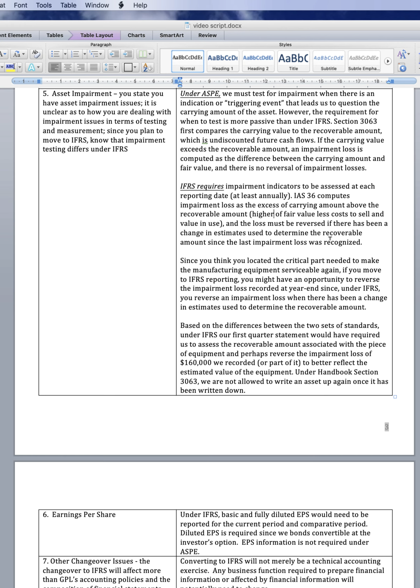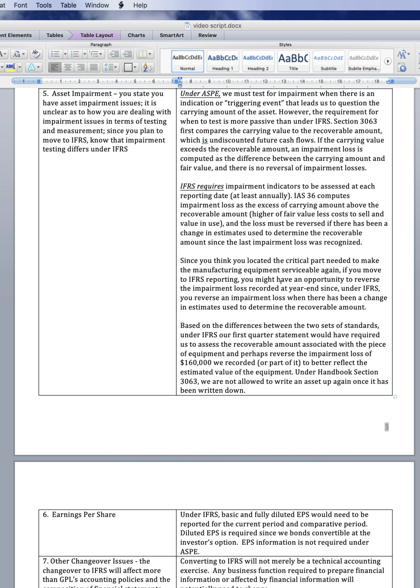So since this company is thinking they might go to IFRS, I think it's important that they know. Now, if you look up IAS 36, you'll notice it says here that under IFRS, you reverse an impairment loss when there's been a change in estimate used to determine the recoverable amount. I didn't type it in here, but that's in section 114 of IAS 36. So if you wanted to go in and have a look there, you can, to see where I picked that up. So again, there is potential for them to be able to reverse some of this $160,000.